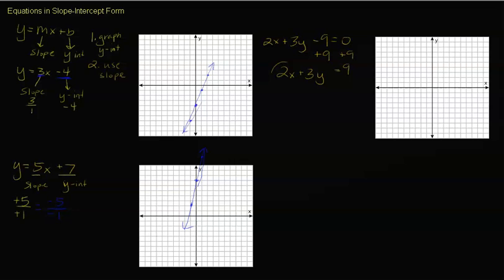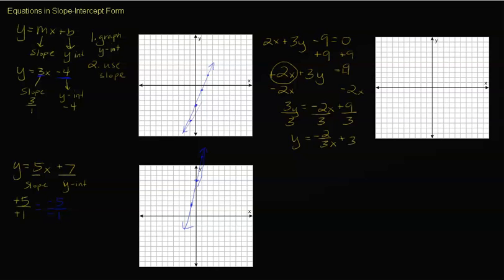Now, remember our goal is to get y by itself. When we want to move a whole term, we add or subtract. Since this is positive, we're going to subtract 2x. So we have 3y equals negative 2x, because we want the slope first, plus 9. And then when we want to separate two things, we divide. We divide everything. So we have y equals negative 2/3 x plus 3.